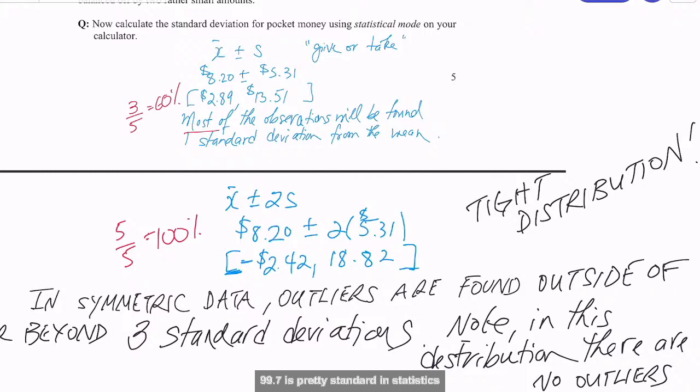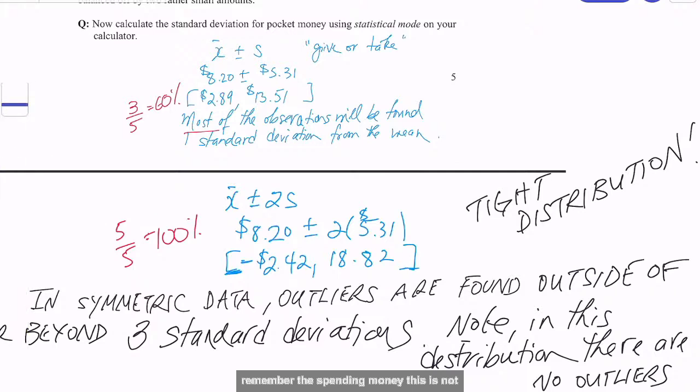99.7 is pretty standard in statistics that I've taught. 98? I don't know how you get 98, Ariana. It's not 98. It's 99.7. I'm not sure where you got that. Check your textbook. You remembered it wrong. You have some different numbers, 68.5, 95, 98. They're not precise. It's 68, 95, and 99.7. Check your textbook, Ariana.